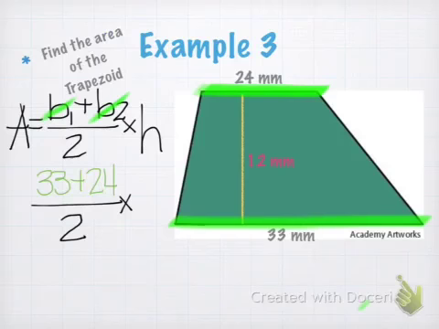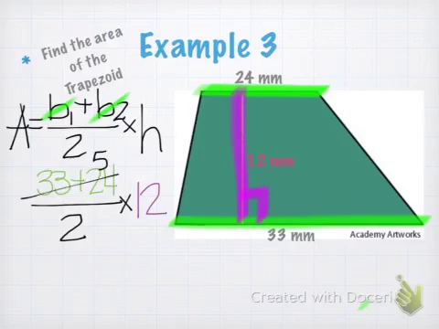And now I want to take a look at my height. So here is my perpendicular altitude. So 12 millimeters is the measure of our height. So now we just need to begin simplifying this expression. So on top up here, I've got 33 plus 24, 57. So this one is actually equal to 57.